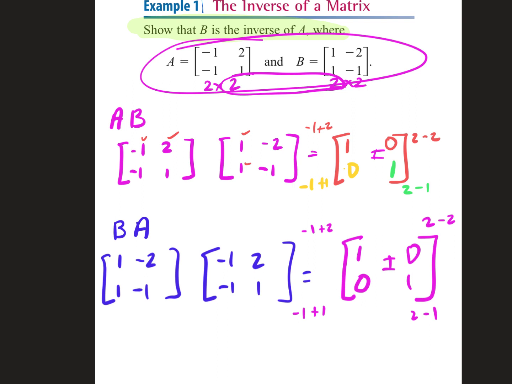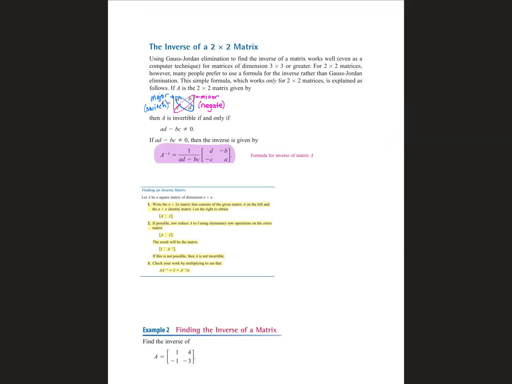In order to prove that two matrices are inverses of each other, you have to multiply them together, forwards and backwards, and you have to get the identity matrix. If you multiply them, and even one entry isn't in the right spot or the right number, then they're not inverses of each other. Does that make sense? Okay. All right, now we're going to talk about how to actually find the inverse.